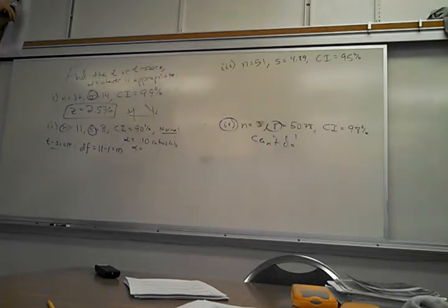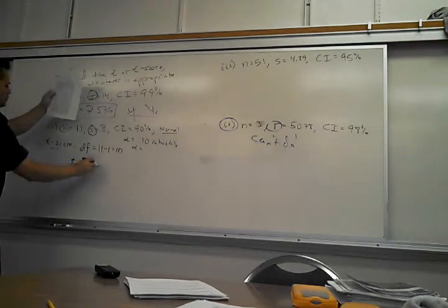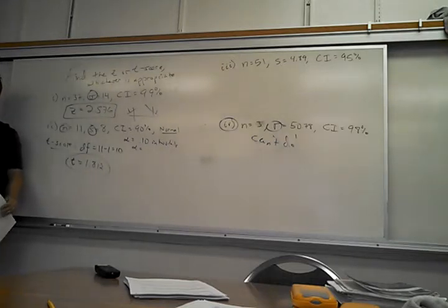Just call me. So if we look down, I want to go to degrees of freedom of 10. In that second to last column, what T-score do I see? I like it, 1.812. Cool.